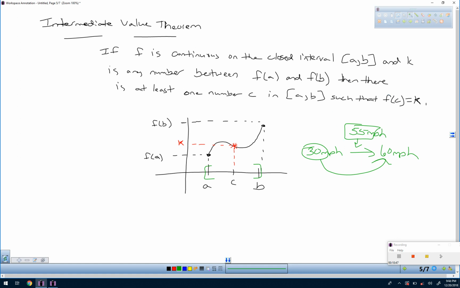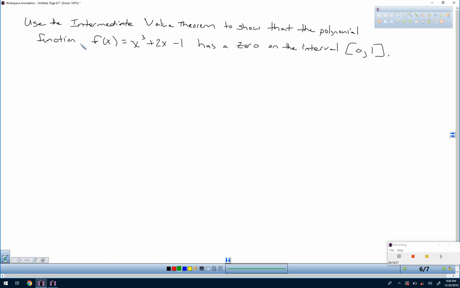Now, we can apply it to a problem that looks like this. It says, use the intermediate value theorem to show that the polynomial function f of x is equal to x cubed plus 2x minus 1 has a 0. In other words, this function is equal to 0 on the interval 0 to 1. Well, the first thing we've got to do is ask, is this a continuous function on the interval from 0 to 1? And it is. It's a polynomial function, so it's definitely continuous. There are no holes or gaps, so it definitely works.